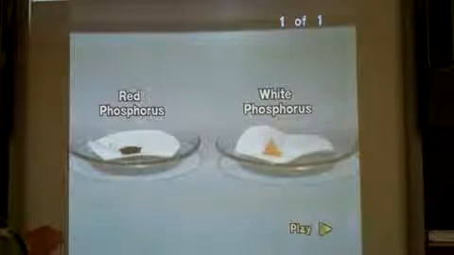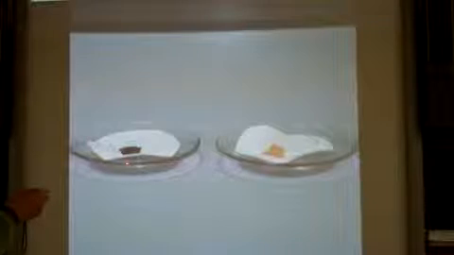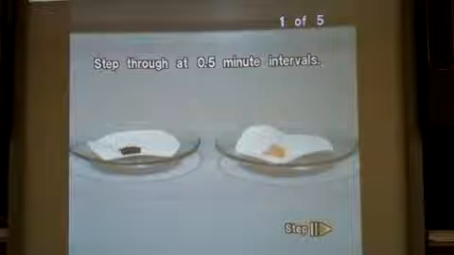This is phosphorus on the left. The red phosphorus is just like matchbooks. That's what you find on the back of a matchbook. White phosphorus, we don't see much, only in a chem lab.